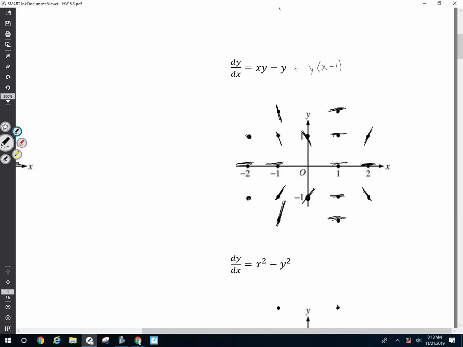And then if x is negative 2, that would be negative 3 times y. So this would be negative 3. And this will be positive 3.